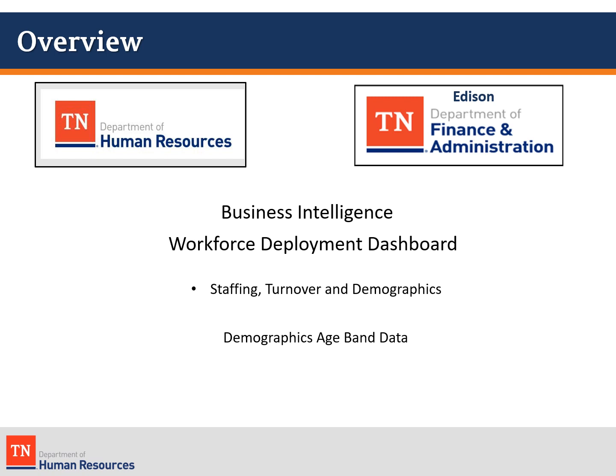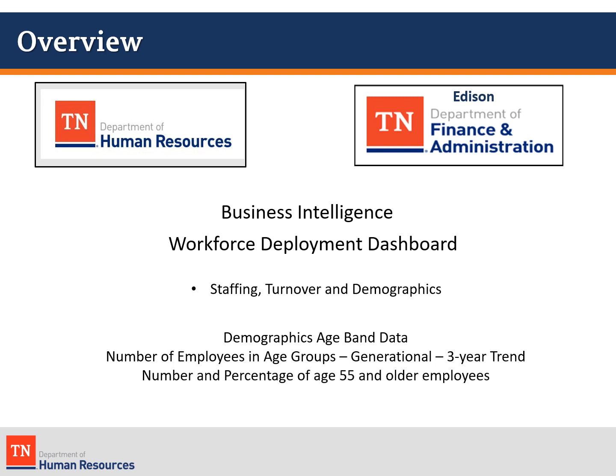In this video, we will be discussing the Demographics Age Band tab. This tab has two sets of data. One report examines the number of employees in age groups and by generational category and identifies 3-year trends in the data. The second report is a count and percentage overview of employees aged 55 and older. This report is a precursor to the Retirement Eligibility Report to help agencies identify employees who are at the minimum retirement age.